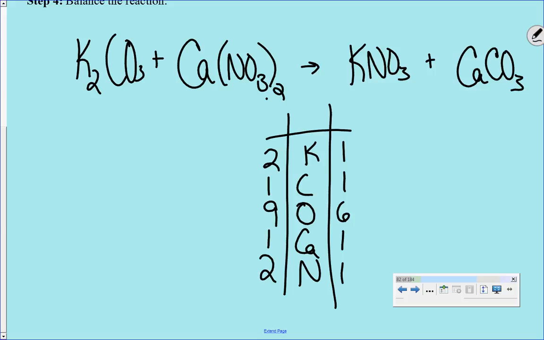So I get 2 nitrogens on the left, get 2 nitrogens on the right. I would put a 2 there. That will change my potassium to 2, my nitrogen to 2, 6 oxygens here plus 3 here, changes that to 9. So I've got 2, 1, 9, 1, 2. All set.